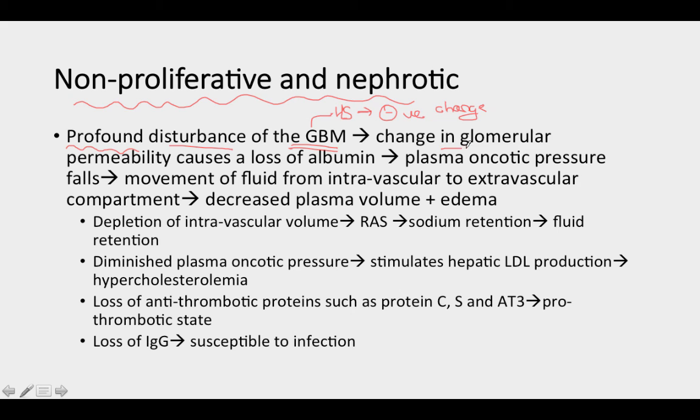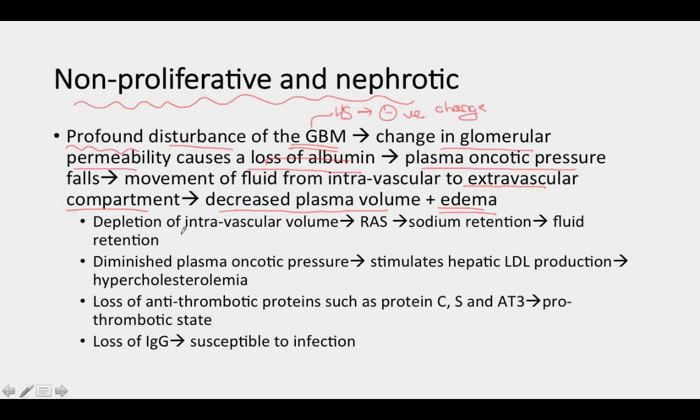And because you have a change in glomerular permeability, you start losing protein molecules into your urine and you lose albumin. Now, if you lose albumin, you lose your plasma oncotic pressure and you have fluid which used to be held in the intravascular compartment by that plasma oncotic pressure moving into the extravascular compartment. Because of that, you get a decreased plasma volume, intravascularly depleted, but extravascularly they're edematous.